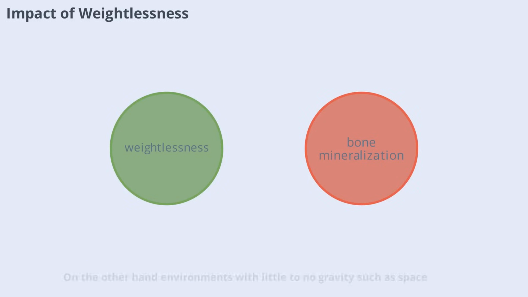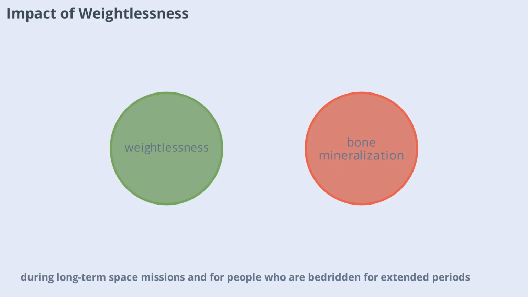On the other hand, environments with little to no gravity, such as space, can have a negative effect on bone health. Astronauts experience bone loss because their skeletons aren't subjected to the usual forces of gravity. This leads to decreased bone mineralization and a higher risk of fractures upon returning to Earth. Scientists study these effects to develop better ways to protect bone health during long-term space missions and for people who are bedridden for extended periods.